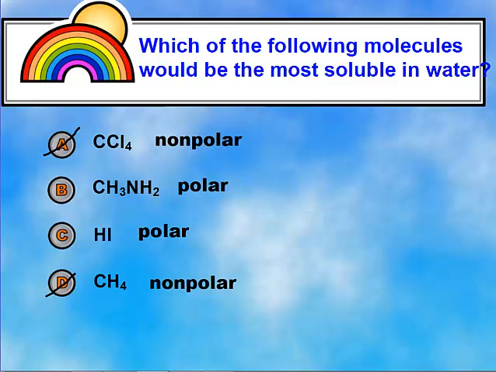Water can form hydrogen bonds, and so we need to look and see which one of these can form hydrogen bonds as well. HI has hydrogen, as does this one, but there's no nitrogen, oxygen, or fluorine. While here we have nitrogen attached to hydrogen. So it can also hydrogen bond, and that is our answer. So C would also dissolve, but not as well as B.